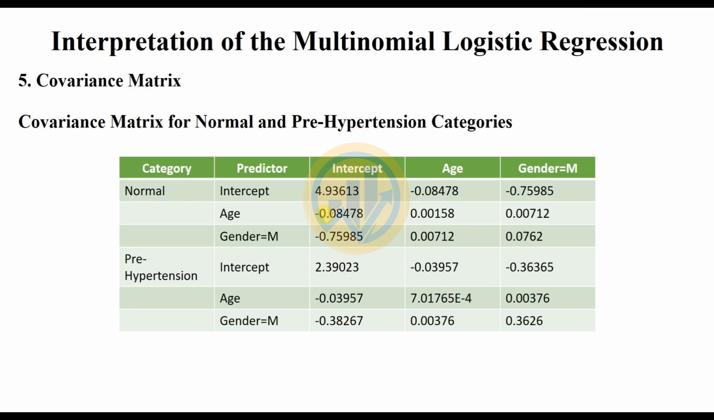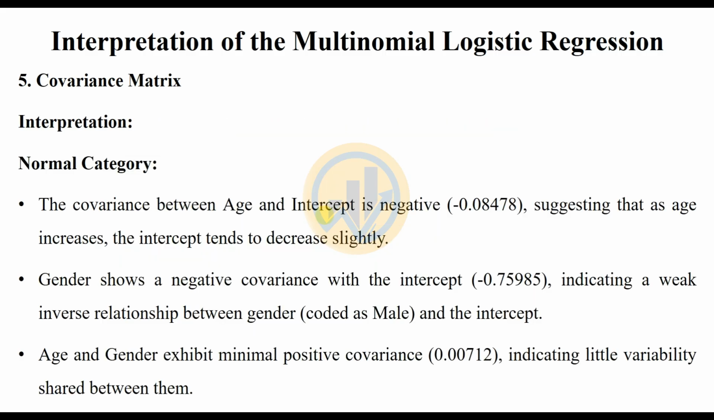The fifth table is for the covariance matrix for the normal and pre-hypertension categories. The predictors are intercept, age, and gender (male). The values are for the normal and pre-hypertension categories. The interpretation of the normal category for the covariance matrix.